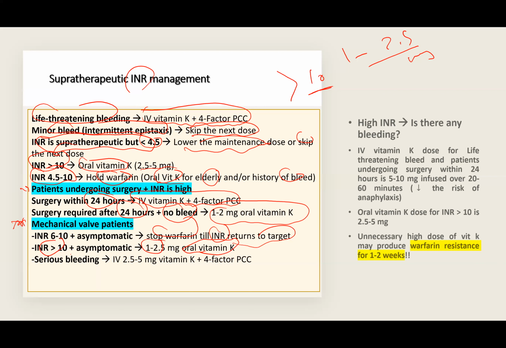حتى بتلاحظ انه ايش في السيريس بليدنج لايف ثريتنينج بليدنج مع الميكانيكال فالف بنديهم ايش فيتامين K 2.5 الى 5 ملغ بلس الفور فاكتور بروثرومبين كومبلكس كونسنتريت، اللي هو أقل من الناس اللي ما عندهم ميكانيكال فالف. الناس اللي ما عندهم ميكانيكال فالف بتديهم كم؟ بتديهم 5 to 10 ملغ. اوكي طيب, very nice. So this is regarding the supratherapeutic INR. Now, here's a note: an unnecessary high dose of vitamin K may produce warfarin resistance for 1 to 2 weeks. And this warfarin resistance بتخليك ان انت تضطر تمشي البيشنت على low molecular weight heparin or IV unfractionated heparin, right?